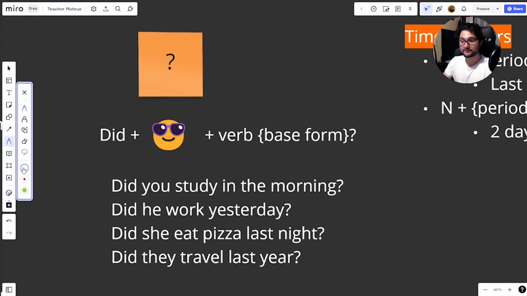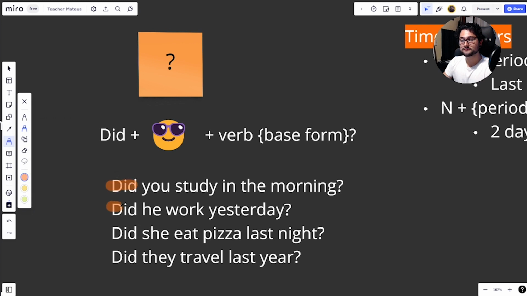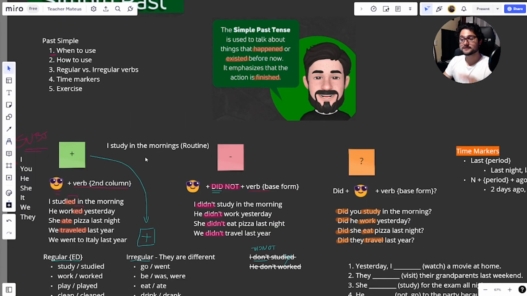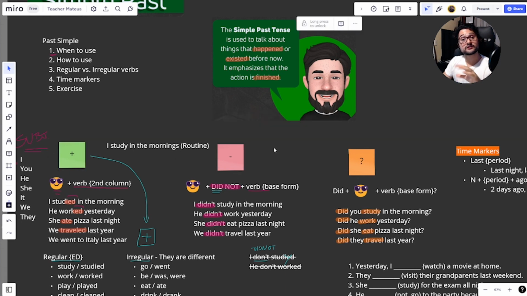So you see that now we just include did before the person: did you, did he, did she, and then the verb is normal. It is in the base form. I'm not conjugating that. All right, guys. So we have here how we can express the simple past in affirmative, negative, and in interrogative.